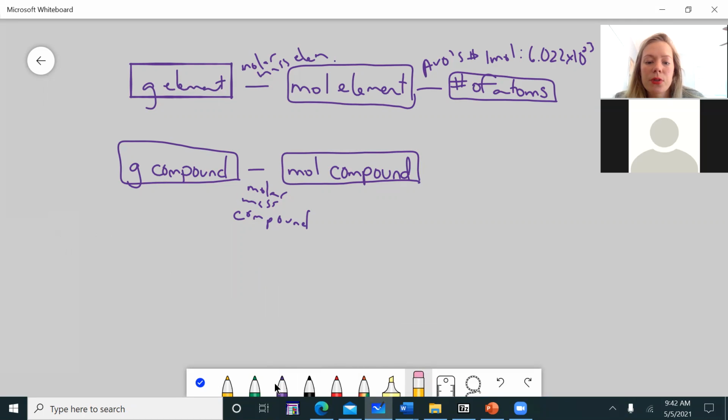And then we can also go from moles of a compound into molecules of a compound. So number of molecules.